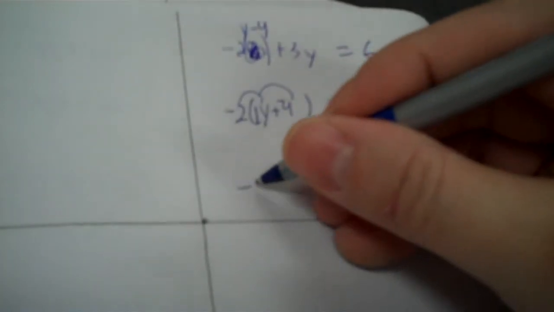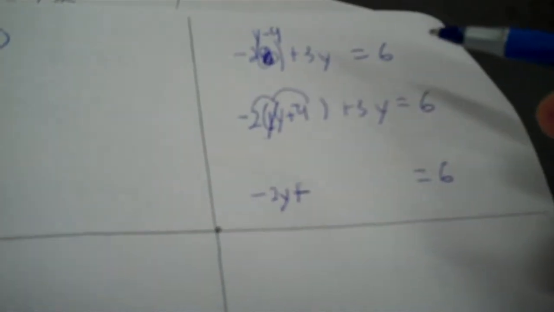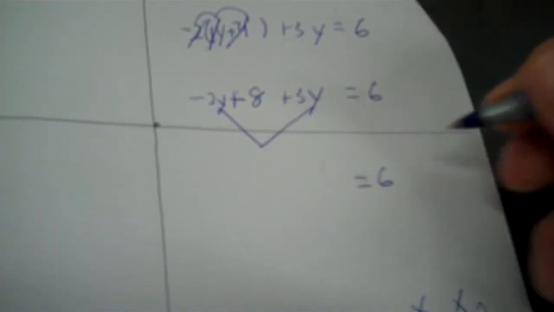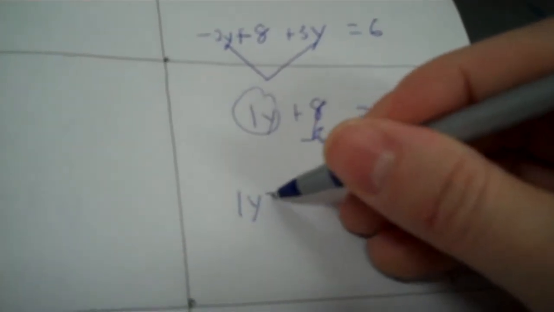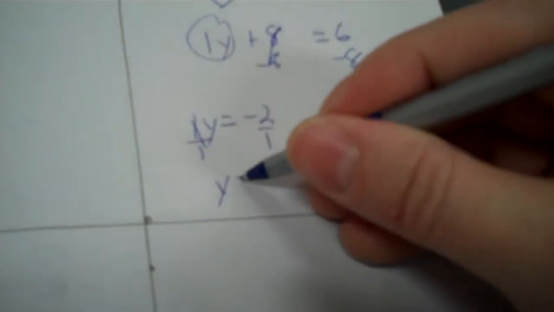-2 times 1 is -2y, so that's done. And then -2 times -4 is 8. That whole thing's gone then, so plus 3y. And then I just combine the y's. Remember, it's -2 plus 3, it's not 2 plus 3. And then I minus the constant, so it's over there. 6 minus 8 is -2, then I divide by 1, and -2 divided by 1 is -2. Remember, that's the y.